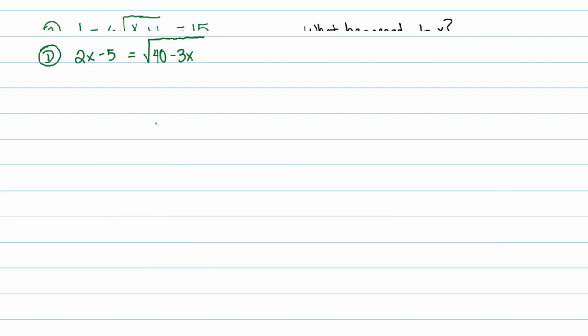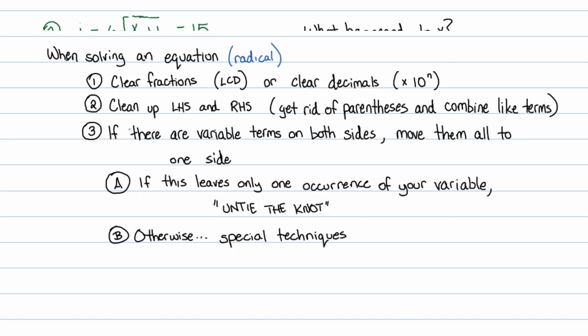Now we have our first foray into a radical equation that has two different versions of our variable. What I mean by this, well, I'll just show you. Now recall that we had mentioned a list of ideas when you want to solve an equation. Clear fractions or decimals, clean up left and right hand sides by getting rid of parentheses and combining like terms if you can. And then, if there are variable terms on both sides, move them all to one side. Once you do this, if this leaves you with only one occurrence of your variable, untie the knot. Otherwise, you have to resort to special techniques.